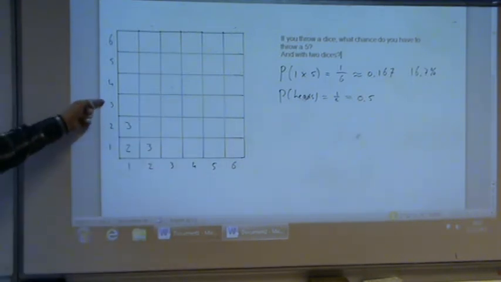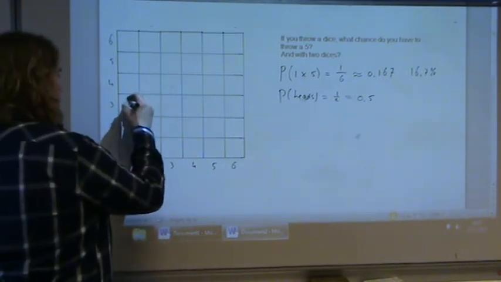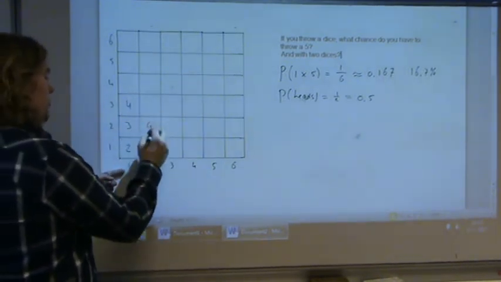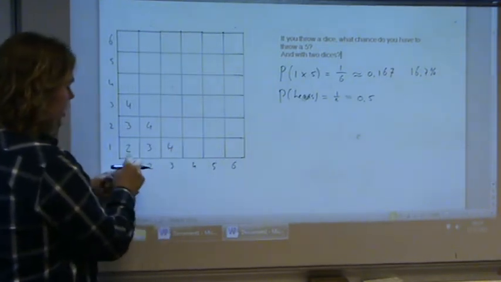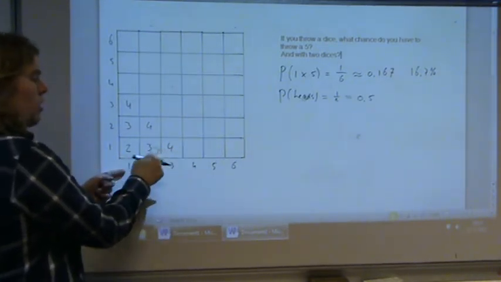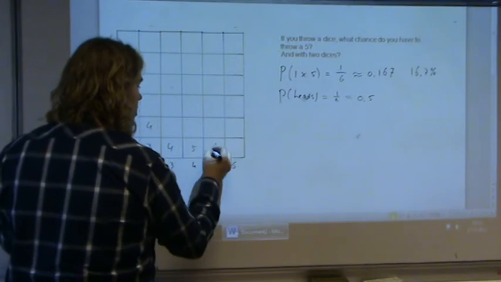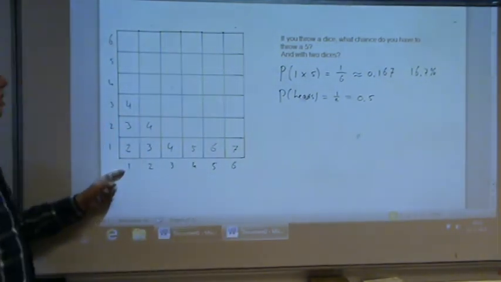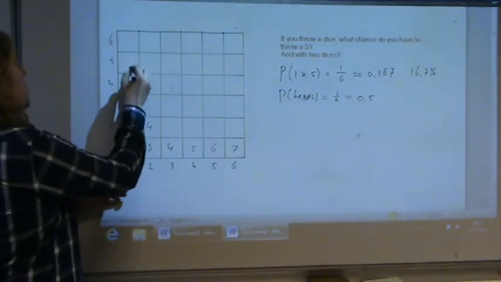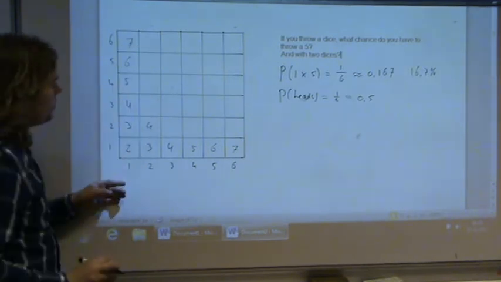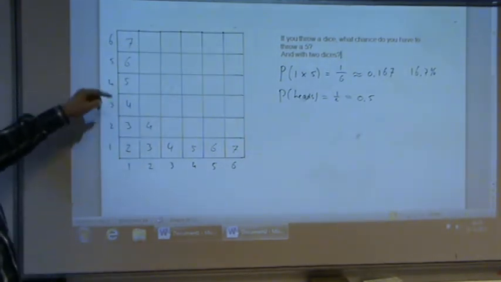Then if I go over here, if I throw a 3 with this dice and a 1 with this dice, I get 4. Well, 2 and 2 is also 4, and 1 and 3 is also 4. So you see that this increases with 1 each time. So this will be 5, this will be 6, and this will be 7. Right? And this will be 5, this will be 6, and this will be 7. As you can see, if you go diagonally, the numbers will be the same.